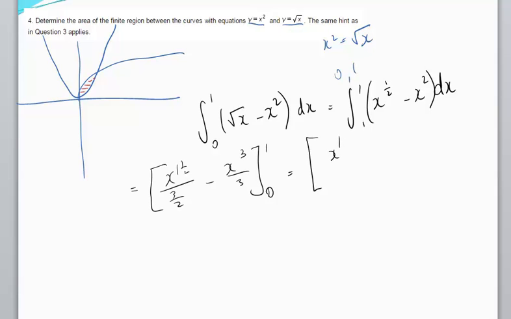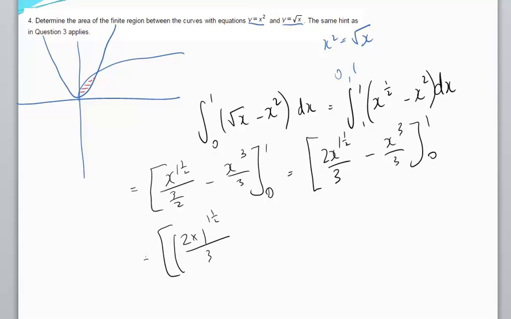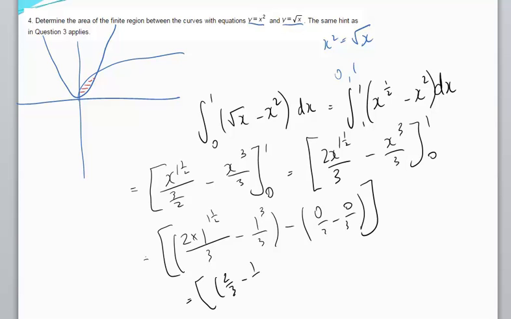So this becomes x to the power of 1.5. So here our 2 moves up, 2x to the 1.5 divided by 3, minus x cubed on 3, between 1 and 0. We substitute our values in. 2 times 1 to the power of 1.5, or 3 on 2, divided by 3, minus 1 cubed on 3, minus 0 on 3 minus 0 on 3. So we're going to get 2/3 minus 1/3 minus the 0, and it will be equal to 1/3. Units squared or square units.